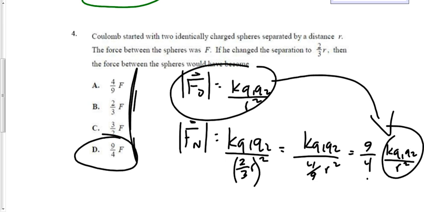How many people said D for that one? How many people said C for that one? A couple of people? Yeah, I expected people to say C, right? Because people forget to, or don't think to, square that. Okay, next time if you said that, that's fine. Next time, don't do that. If it's squared, square the whole thing.